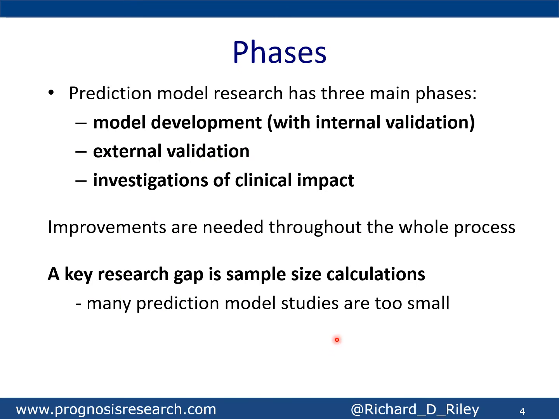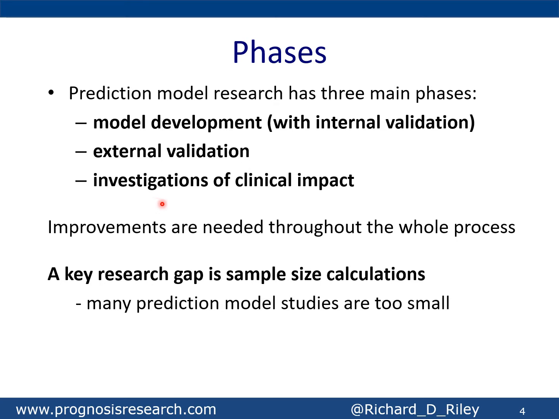Prediction model research is the process of firstly developing the model and using methods to internally validate it. There's then usually an external validation phase where the model that you've developed is evaluated in new data, potentially from the same population, but often from a different population. And then thirdly, there may be an investigation of clinical impact. So when you use the model in practice, does it actually improve patient outcomes?